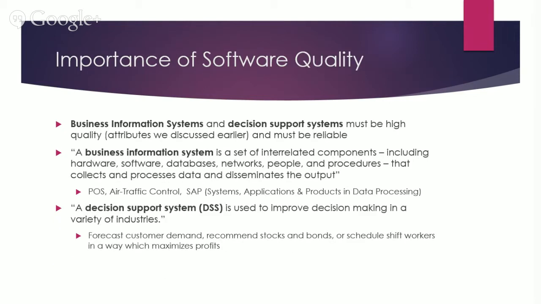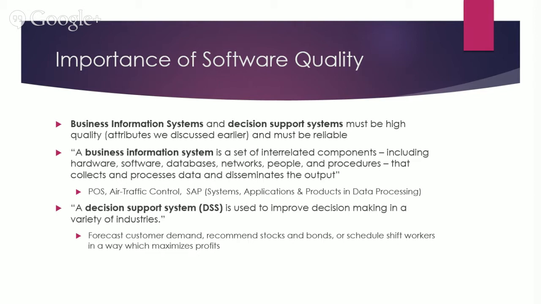Let's talk about the importance of software quality in a few industries and applications. There are two ideas the book brings up: business information systems and decision support systems. These are both mission critical parts of a lot of businesses, and they have to be of high quality and reliable, like we talked about on that first slide, those pillars of high quality software. A business information system is a set of interrelated components, including hardware, software, databases, network, people, and procedures, that collects and processes data and disseminates the output.